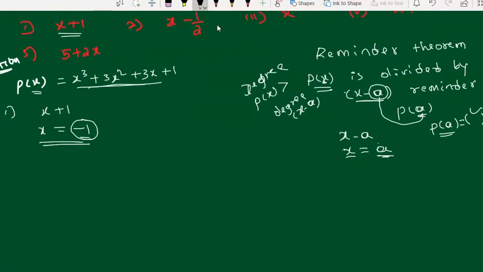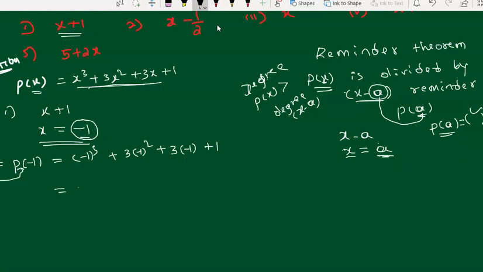Okay, let's find out this p of minus 1, which is equal to p of a. So what is this? The value of a is minus 1. So you have to put that minus 1 in this polynomial: minus 1 whole cube plus 3 into minus 1 whole square plus 3 into minus 1 plus 1.